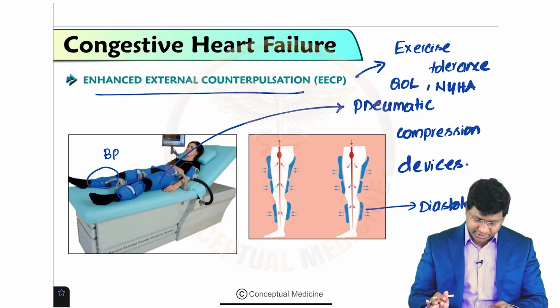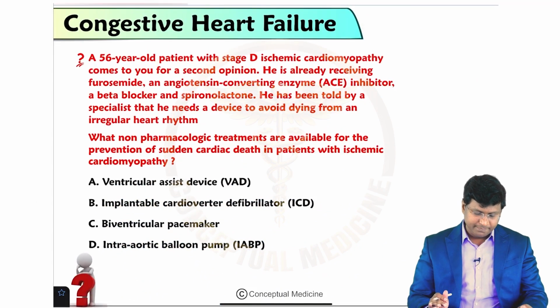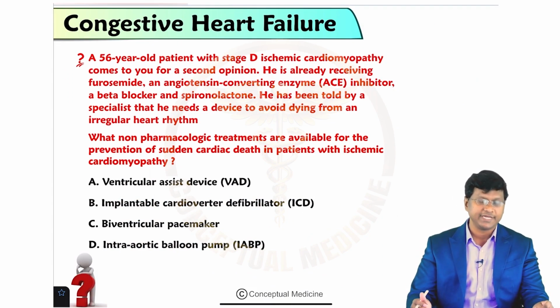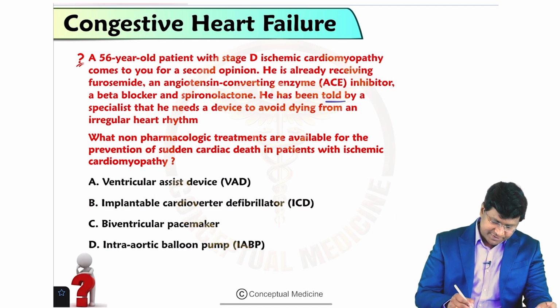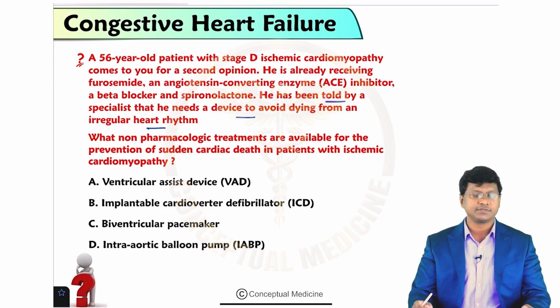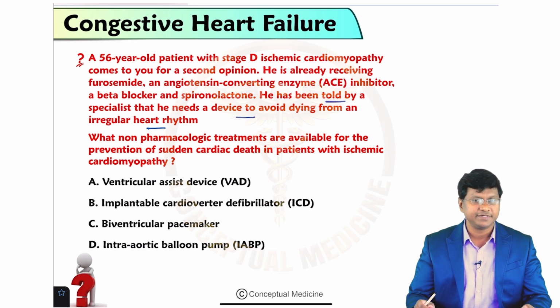Next, you see a question here. A 56-year-old patient with stage D ischemic cardiomyopathy comes to you for a second opinion. He is already receiving furosemide, ACE inhibitor, beta blocker and spironolactone. He has been told by a specialist that he needs a device to avoid dying from an irregular heart rhythm. What non-pharmacological treatments are available for prevention of sudden cardiac death in patients with ischemic cardiomyopathy? Ventricular assist device, implantable cardioverter defibrillator, biventricular pacemaker, intra-aortic balloon pump.